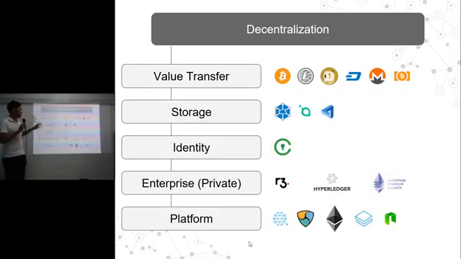But people start to think that decentralization shouldn't only apply to value transfer. It can also be applied to a bunch of other real-world use cases like storage, identity, even enterprise want to have their own blockchain. So we start to see an array of different currencies that are being created, different initiatives. And the last one I want to highlight here is platform. So this platform allows people to build applications on the blockchain, which opens up way more possibility than what we initially know about.